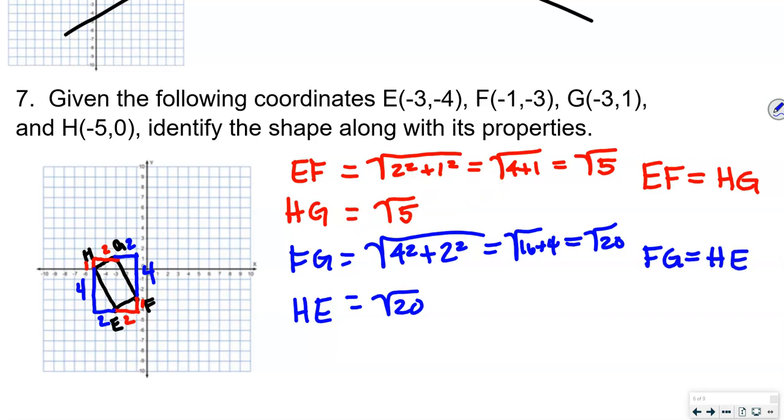Now, that's what you guys learned when you were little, but there's more to saying something is a rectangle. We also have to prove that it has right angles. The way we do that is we're going to look at the slopes. Let me get a different color here so you guys can see it. We're going to look at EF right here.